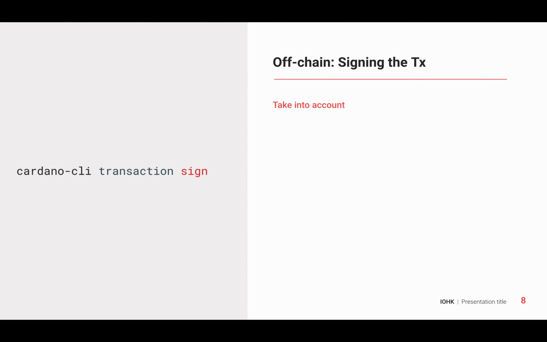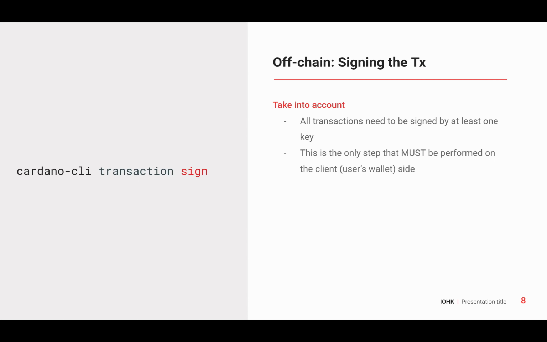But we cannot send a transaction to the blockchain because all transactions must be signed by at least one key. That's because every transaction has to spend at least one UTXO, and whoever owns the UTXO has to provide its signature to be able to spend it. This is the only step that can be done only at the user's device.